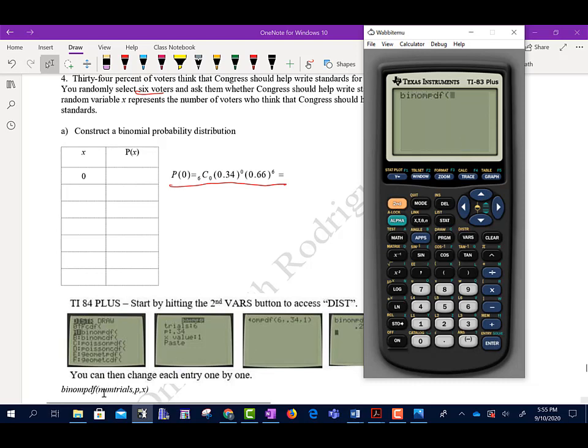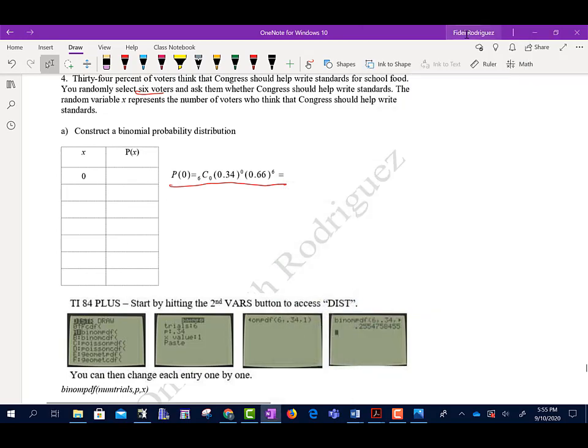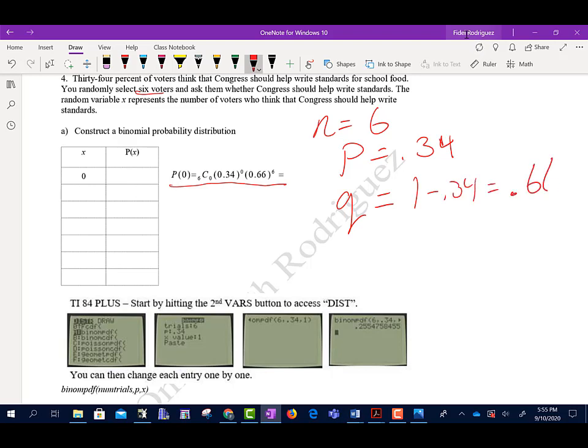And I want you to look down here. Right here, down here at the bottom, it says you can then change each entry one by one. It says Binomial PDF, the number of trials, comma, P, comma, X. Okay? So before I get started, number of trials, we're going to select 6 voters. So N is going to be 6. My P is 34%, which would be 0.34. So then if P is 0.34, Q would be 1 minus 0.34, which would be 0.66. And then X is going to take on these values, 0, and we're going to keep doing this until we get to 6, right?